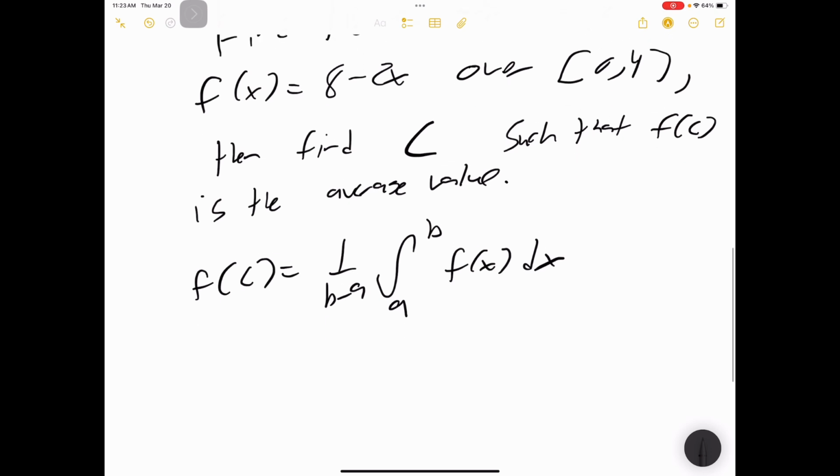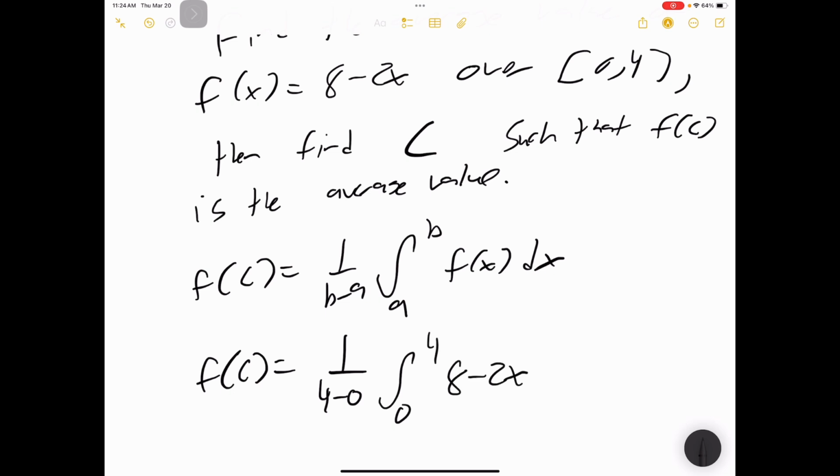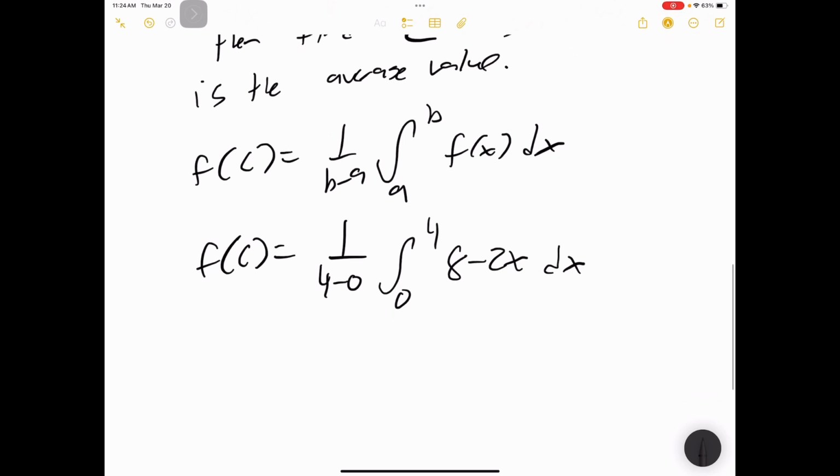Our interval from a to b is 0 to 4. Our f of c is equal to 1 over 4 minus 0 times the integral from 0 to 4 of 8 minus 2x dx. And this is a definite integral that we now know how to solve. So what I'm going to do is integrate. This is equal to 1/4 times, integrating 8 gives me 8x. Integrating negative 2x gives me 2x squared over 2, or just x squared. And this is going to be on the interval from 0 to 4.